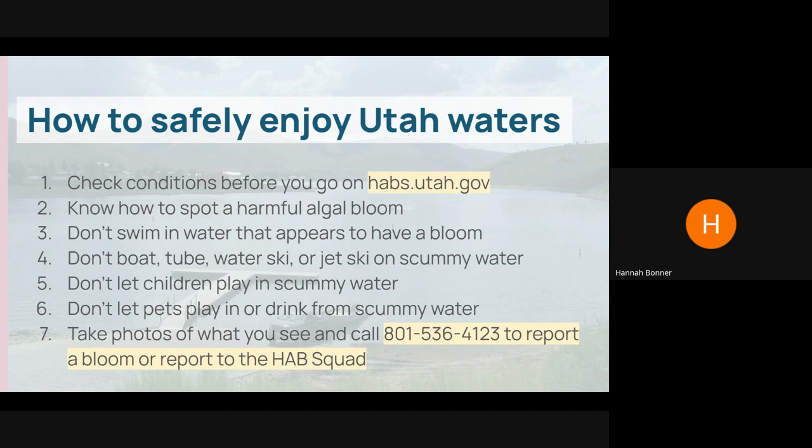Obviously, if you see a bloom, you don't want to be swimming or playing in that water, nor do you even want to be boating, jet skiing, or tubing, because you can actually aerosolize or throw up those toxins if there's a thick surface scum present. And then, like I mentioned earlier, children and pets are most vulnerable from these events, and so we always recommend keeping them away from areas experiencing a HAB. And then, of course, as you're here today as part of our HAB squad, making sure that you know how to recognize a bloom, and then if it's something we're not aware of on a statewide level, taking photos and reporting it is so useful in keeping other people safe.